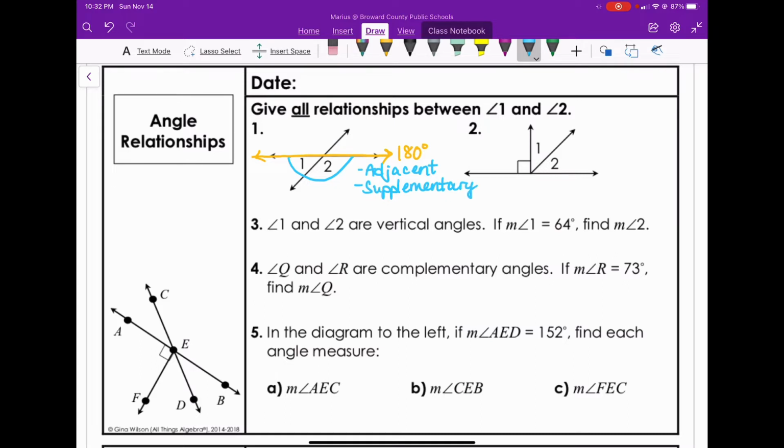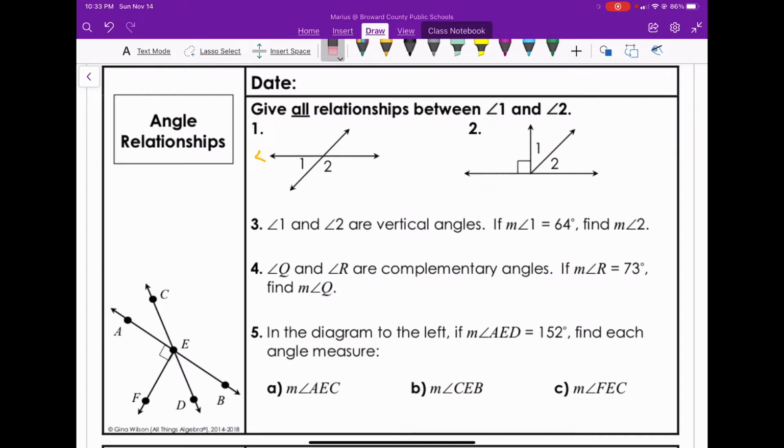Now, the best name to call these, because they're both adjacent and supplementary, is linear pair. So for number 1, the best way to describe this relationship is a linear pair. But adjacent and supplementary could also be said about number 1. Okay, let's take a look at number 2.